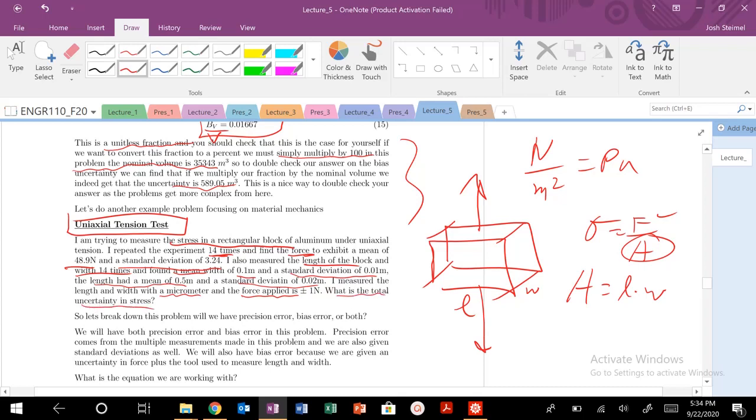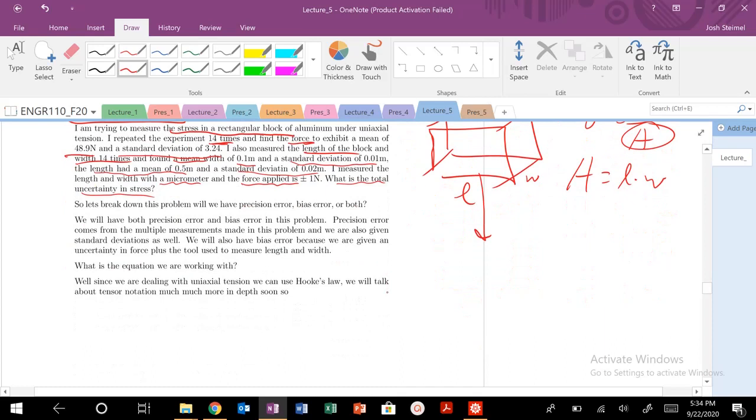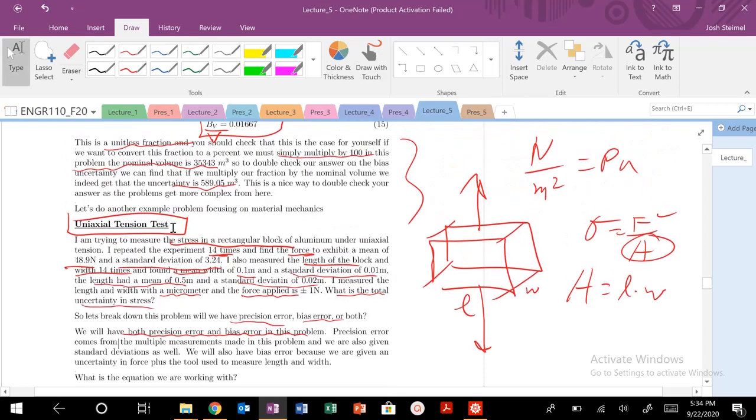So again, let's break down this problem step by step. Will we have precision error, bias error, or both? We will have both precision error and bias error in this problem. So let's see where we can identify this. Precision error, what were our key words? If we're given the number of samples or a list of data or a standard deviation, we can assume that we are going to have precision error here.